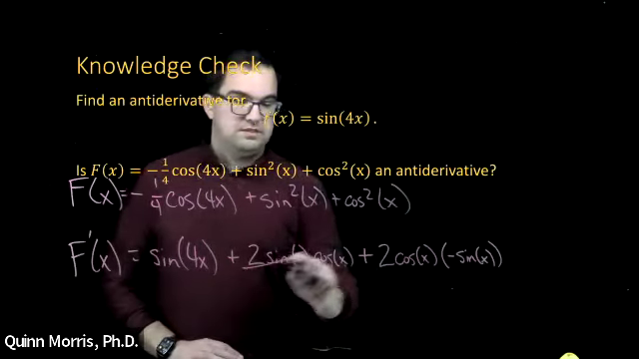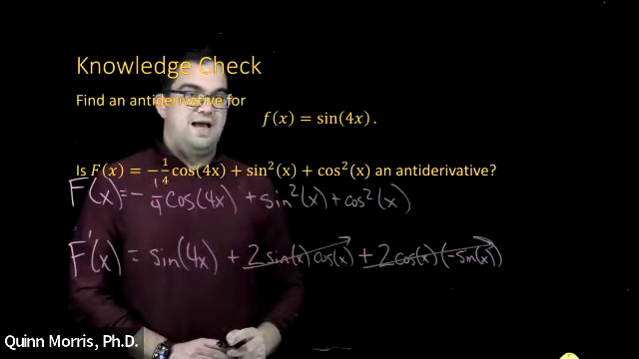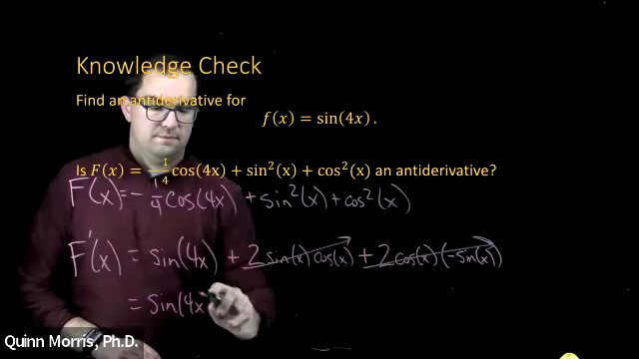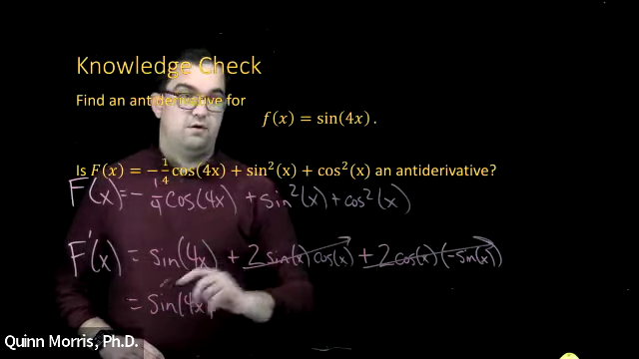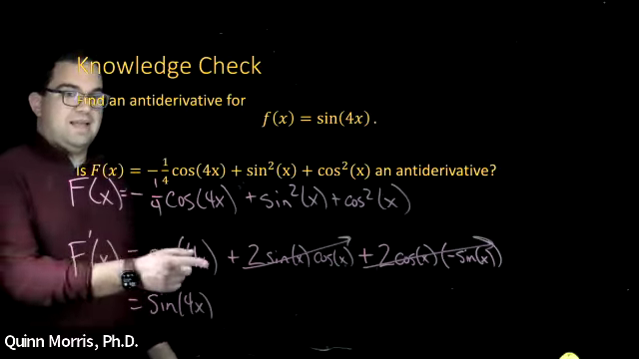And now if you notice, these two will add to 0. And so, in fact, we'll just be left with sine of 4x plus 0, sine of 4x. So in this case, this is, in fact, an antiderivative.